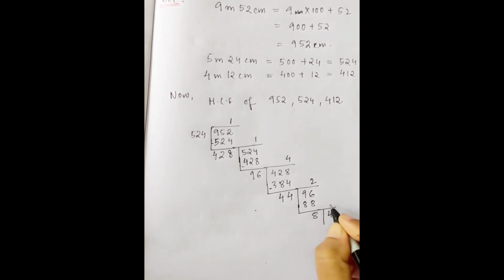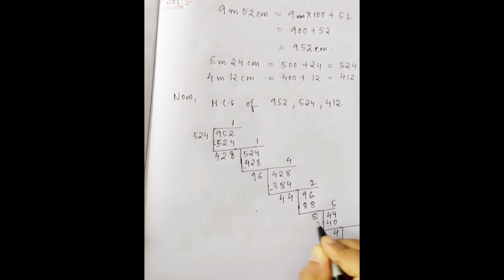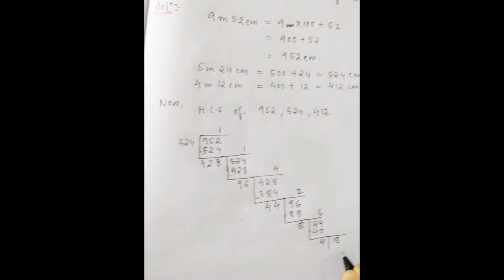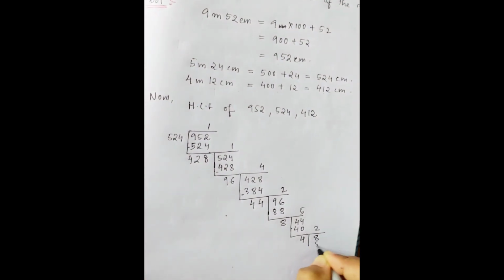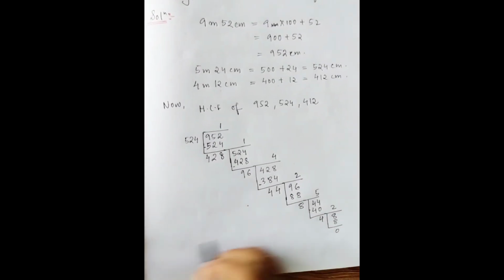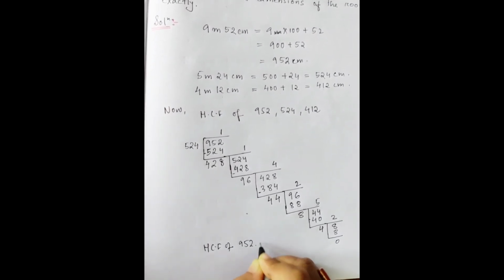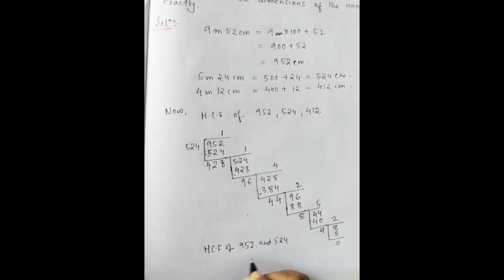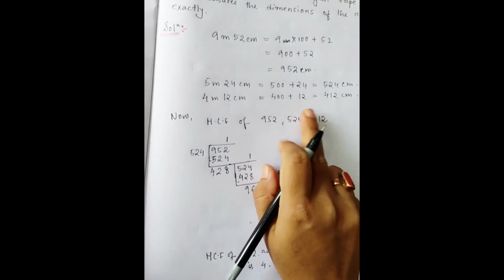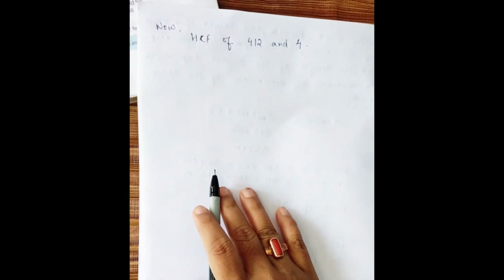Now it will be 8 5s are 40, then you will get 4. Now we will divide 8 by 4. So you will get how much? 4 2s are 8. You can see you are getting remainder 0. That means HCF of 952 and 524 is how much? 4. Now again we will do 412. So you have got HCF 4.